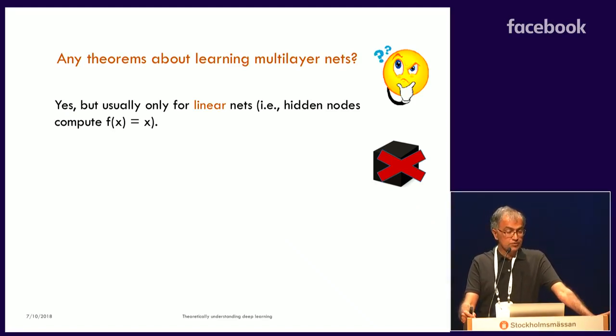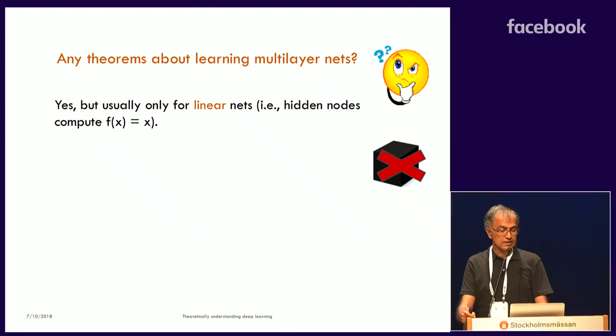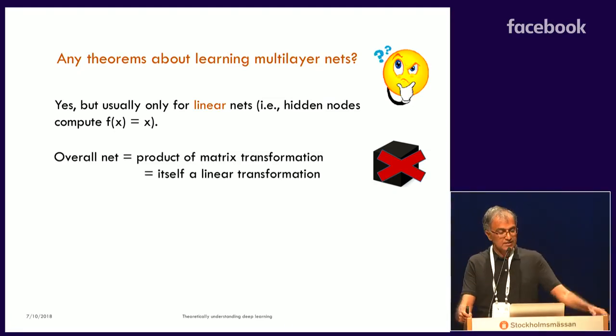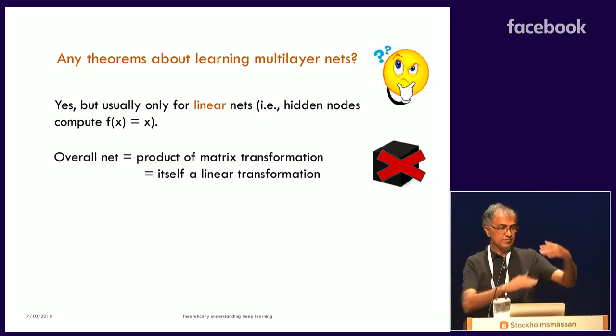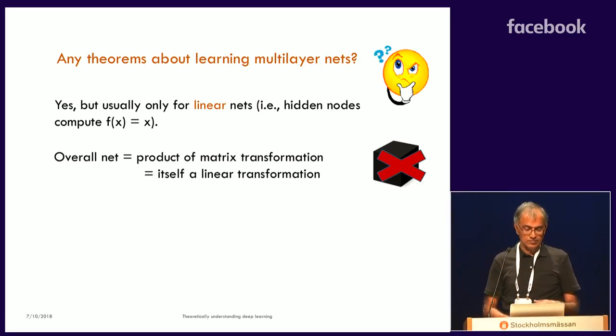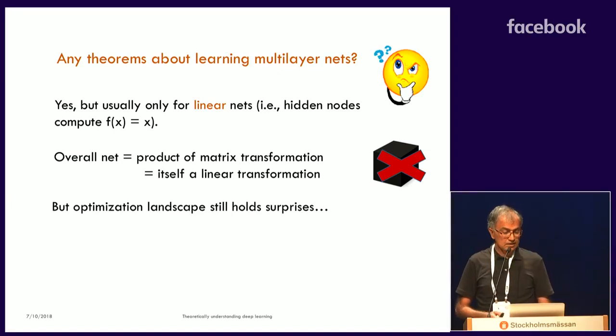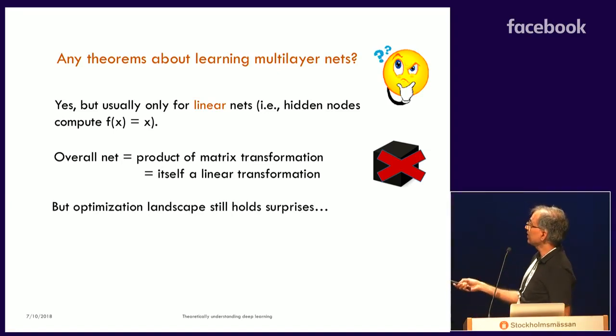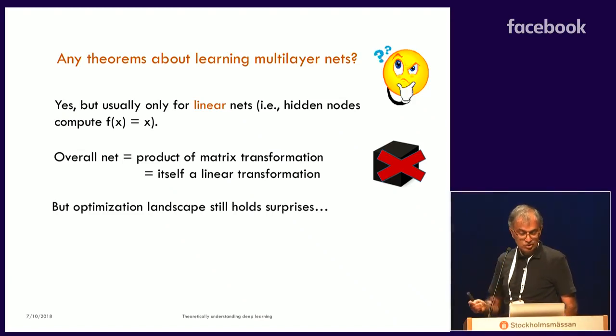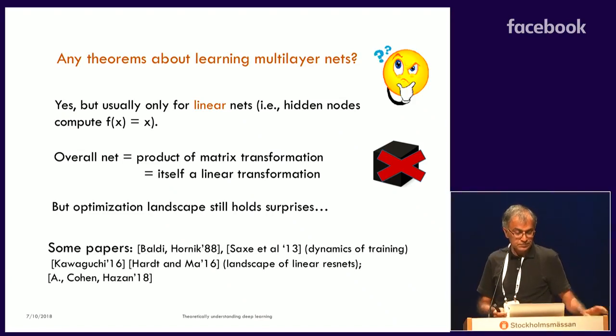And finally, any theorems about learning multilayer nets? Yes, but usually only for linear nets. That is, the hidden nodes are not computing a nonlinearity, but just identity. And so the overall net is just a product of matrix transformations, matrix, matrix, matrix, which are being multiplied. Just the d-dimensional version of matrix completion you can think of. And so it's a non-black box. Now we understand this mathematically. But still, this optimization landscape holds surprises, and we'll talk about some more surprises later on.